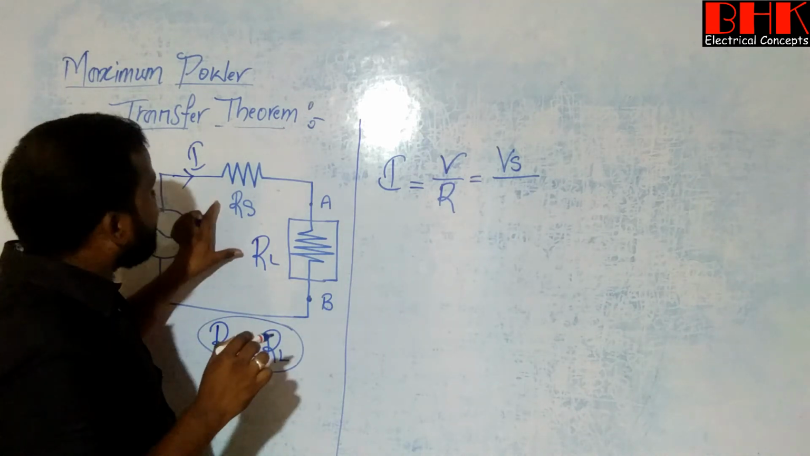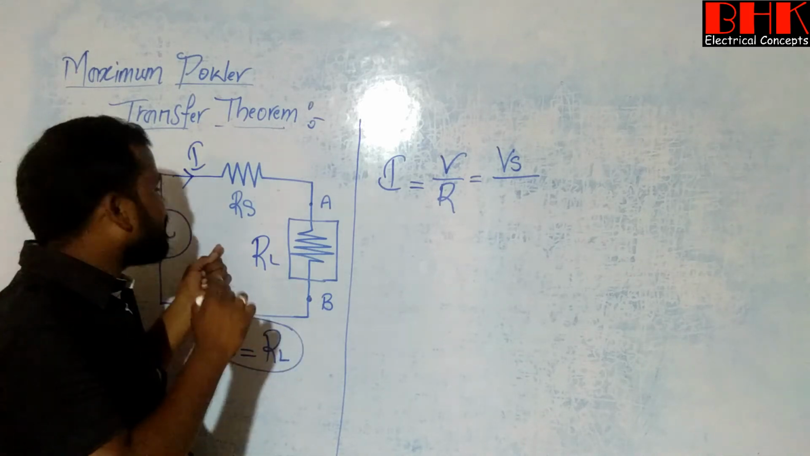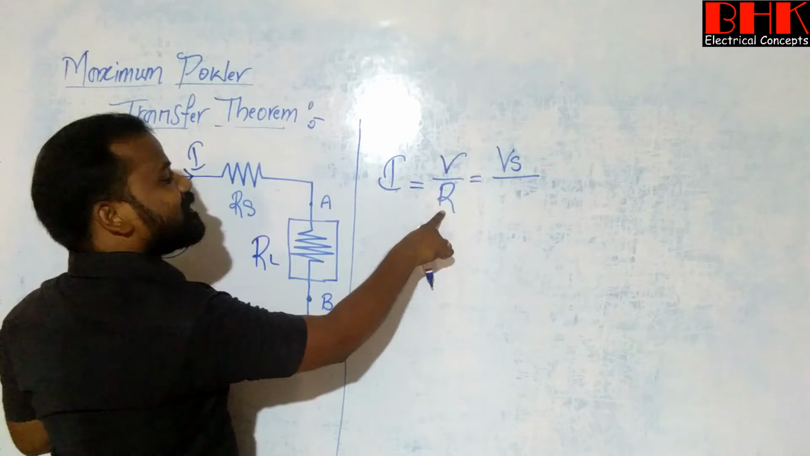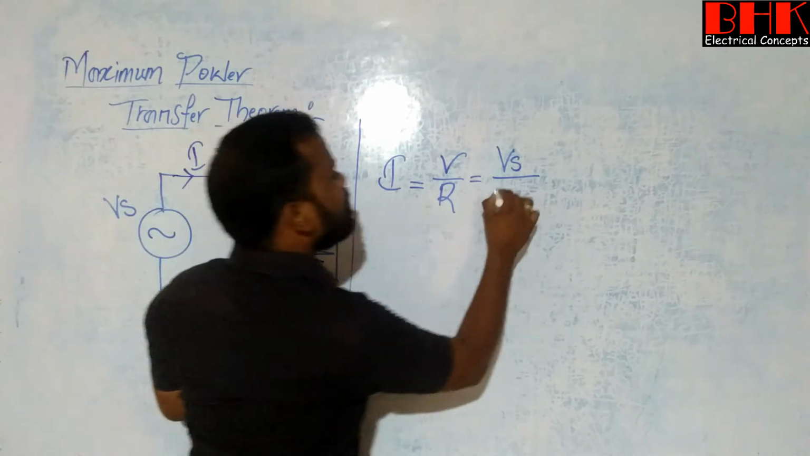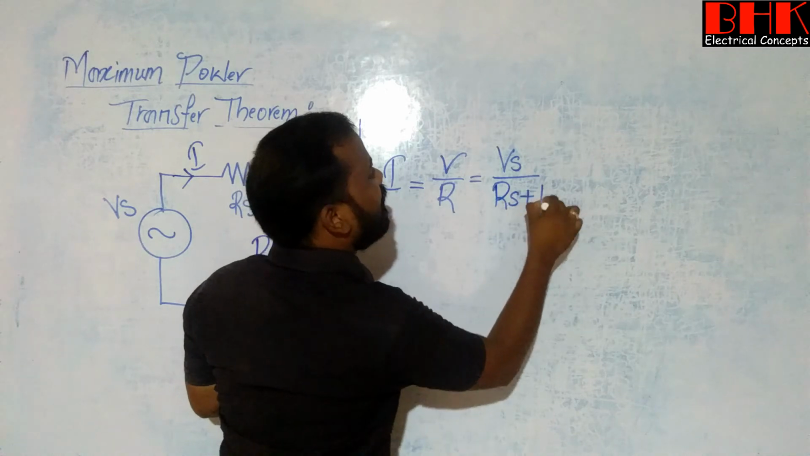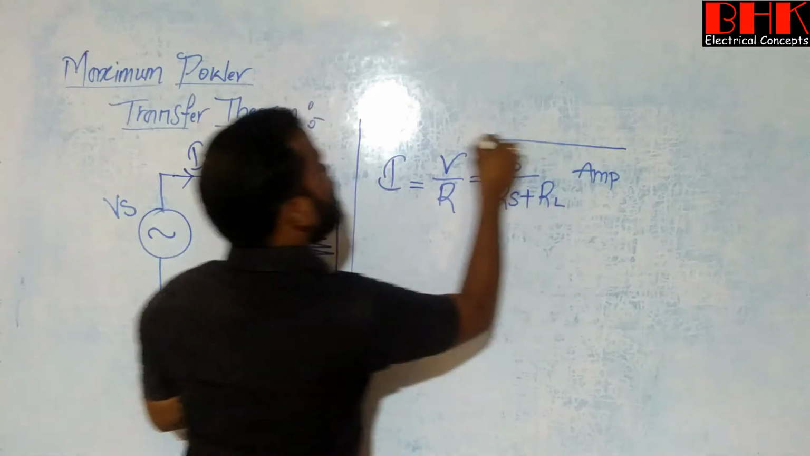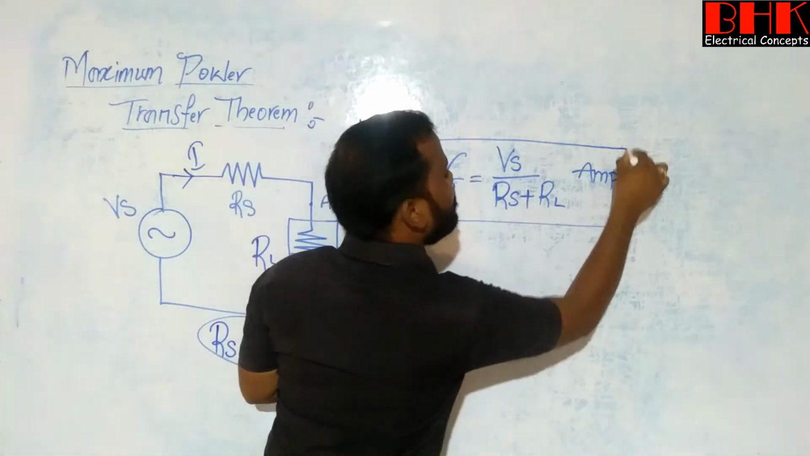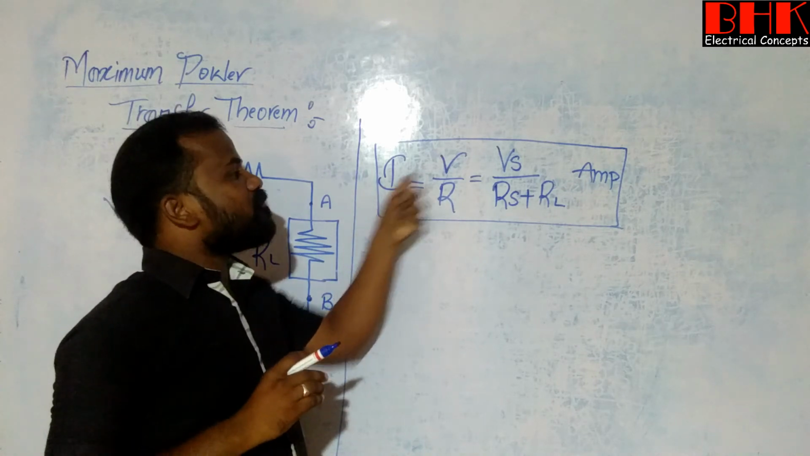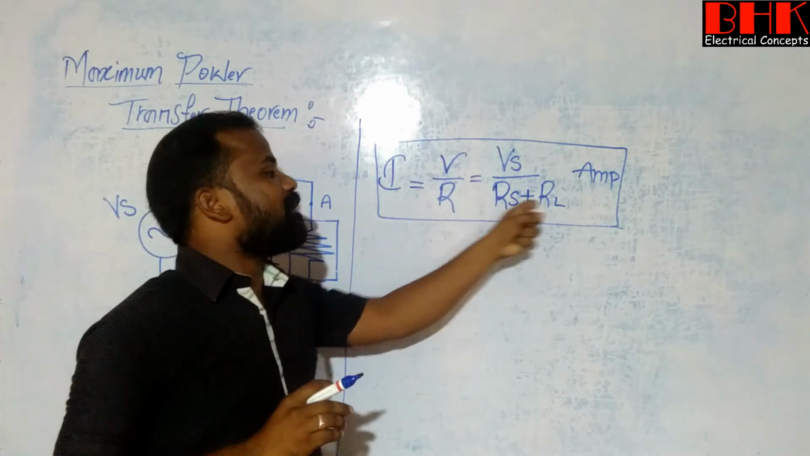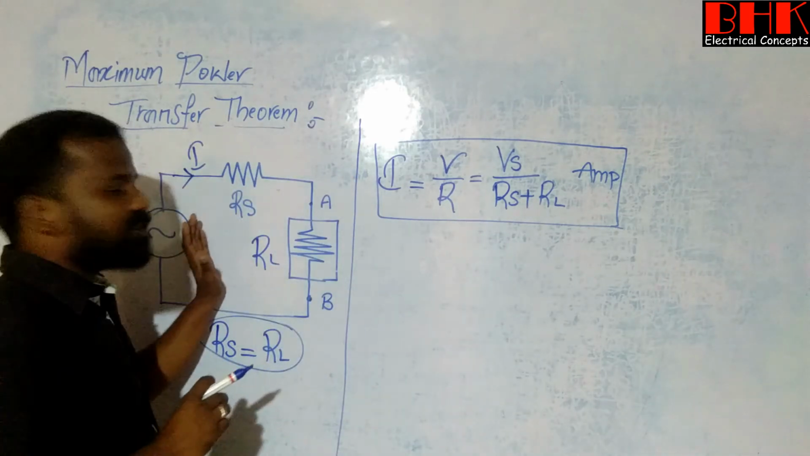It means we have two resistances and these two resistances are connected in series. So instead of this resistance, we need to place the addition of these two, Rs plus RL. Clear? So now I is equal to Vs divided by Rs plus RL. This is the current expression from this particular circuit.